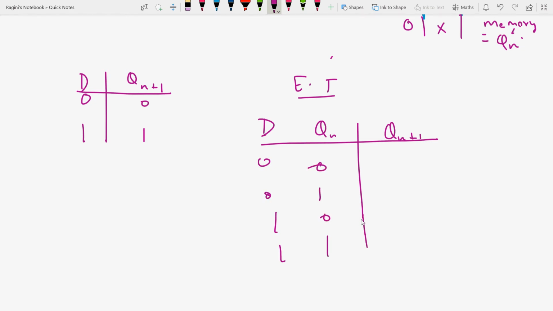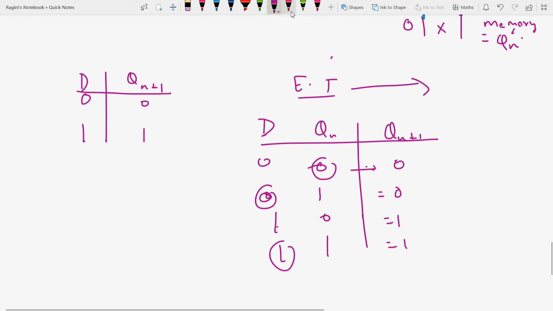So 0, 0 means no change, or simply Qn plus 1 will store the value of Qn here. Okay, 0. Now 1 is there. If D is 0, again the output Qn plus 1 will follow the D input. So it will be 0 here. When 1 is there, it will be 1. When again 1 is there, it will be 1. Okay.